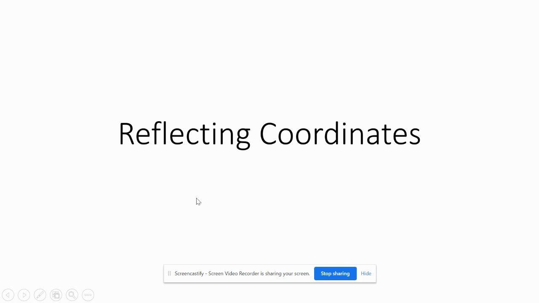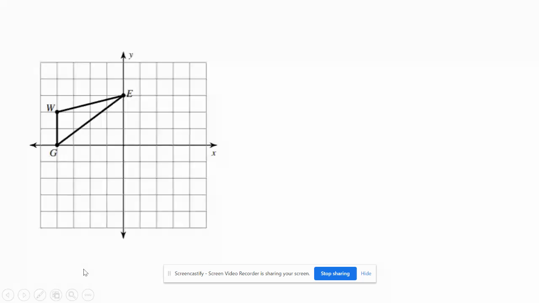All right, next we want to look at reflecting coordinates on the coordinate plane. Okay, so we're going to reflect them this time. Now, when we reflect them, we either have to reflect them across an axis or a line. Okay, so today we're going to look at reflecting across an axis. So, which one do I want? Let's start with the x first.